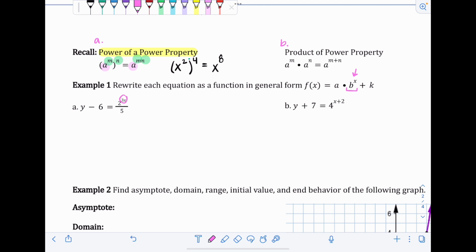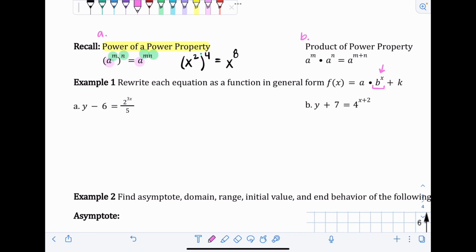And in the problem itself, we have a 3x there. So that 3x is a problem. We need it to just be an x. So that's what we'll take care of first. So I'm just going to leave the y minus 6, and I'm even going to just leave the 5 in the denominator. But the 2 to the 3x, we're actually going to use the power of a power property in reverse. I'm starting off with a product in my exponent, and I want to separate that product into a power raised to another power. So instead of 2 to the 3x, I'm going to rewrite it as 2 to the third raised to the x.